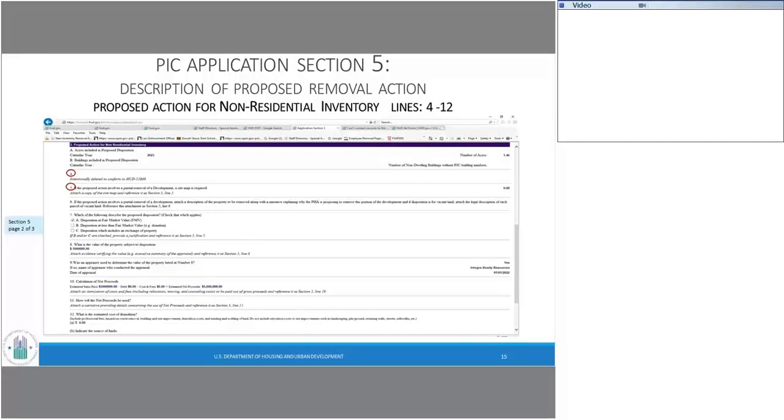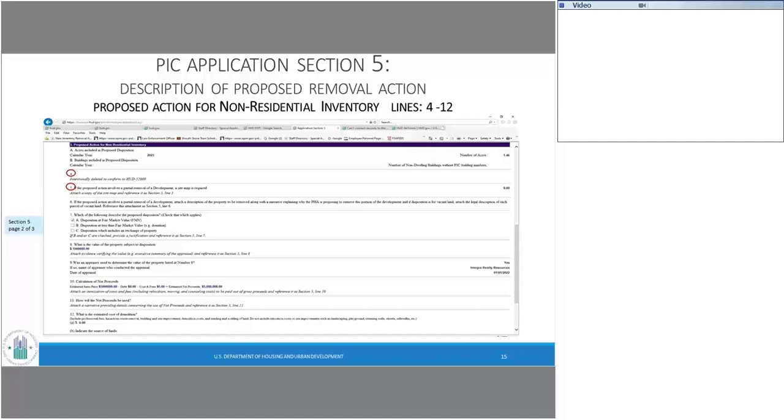So then we're asking, what do you plan to do with those proceeds? Again, I like the PIC application and HUD 52860, because it always provides guidance. And it says, attach evidence verifying the value and provide an appraisal, and upload it in the PIC application, and reference it as Section 5, line 6.